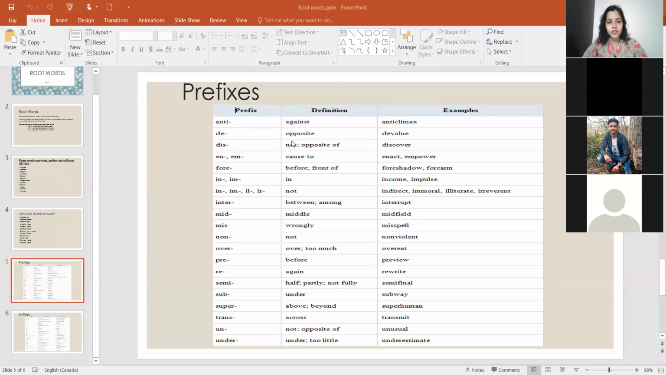So let's move further. We have these words en and em. En is cause to. So we just discussed the word enraged. Similarly, we have the word enact. So for em, we have the word empower. So what more words can you think of? Enable, employment, encourage, enlighten, yes, empower, enlarge, enhance.